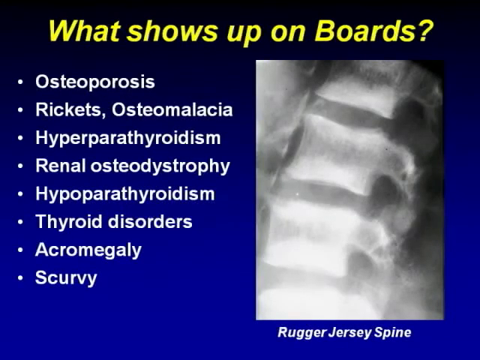What shows up on boards? Well, I'm not here to say, but I do know that musculoskeletal radiologists do like certain things. Osteoporosis, rickets and osteomalacia, hyperparathyroidism, and renal osteodystrophy are perennial favorites. There are some less common ones that we're also going to talk about in the next 20 minutes or so: hypoparathyroidism, thyroid disorders, acromegaly, and we'll even mention scurvy.